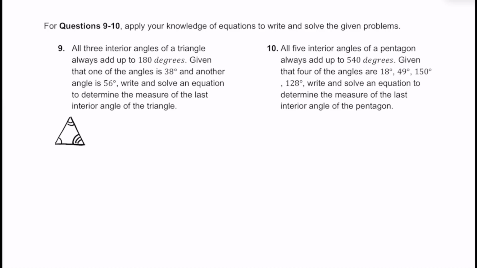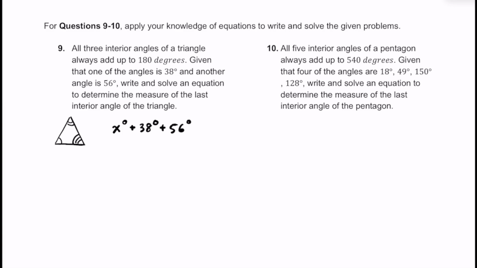always equal 180 degrees. We are told two of the angles. We know one is going to be 38 degrees. We know the other one's going to be 56 degrees. It says write and solve an equation to find out the last interior angle of the triangle. Okay. Well, I'm going to say that the unknown one is going to be x here. So x degrees, right, is what we're looking for. Plus, we know one of the angles is 38 degrees, plus another angle is 56 degrees.